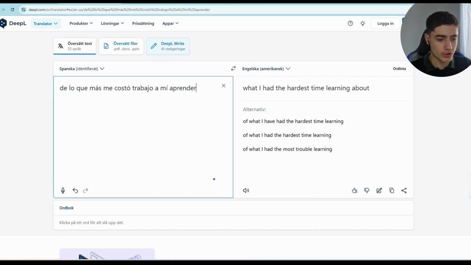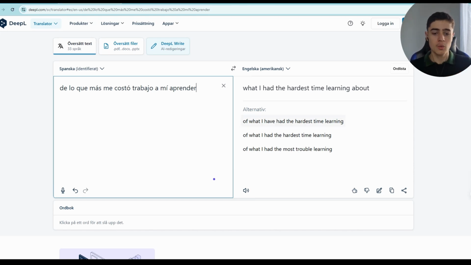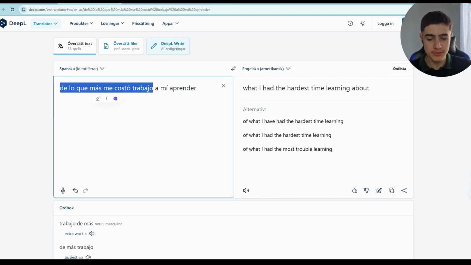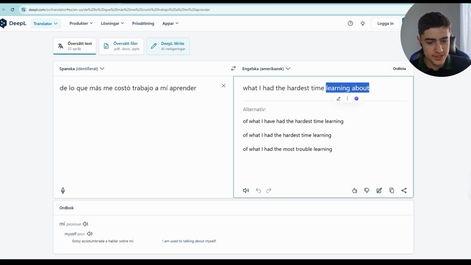What I had the hardest time learning about. So that's what that directly means. Now, how can I use this? How can I understand this? Well, by just switching it up to reverse engineer it, sort of, to understand it better. So, "of what cost me the most," this is easy to understand, okay? Of what cost me the most work, so what I had the hardest time, right? And this "learning about" is the same as "a mí aprender."